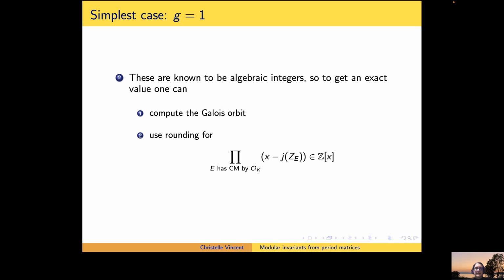So here, since you know how to compute a period matrix for one elliptic curve with CM by OK, you can get a period matrix for each of them, and then compute the J invariant for each of them to as much precision as you want. And then form this polynomial: X minus the first J value, X minus the second one, multiply them all together, and you'll get some polynomial which has integer coefficients. Because these J invariants are algebraic integers, their monic minimal polynomial has integer coefficients.